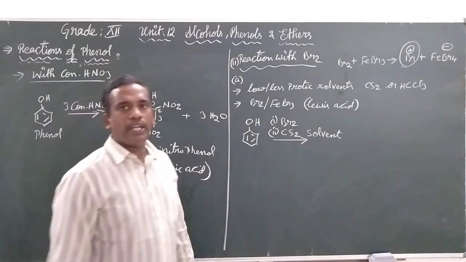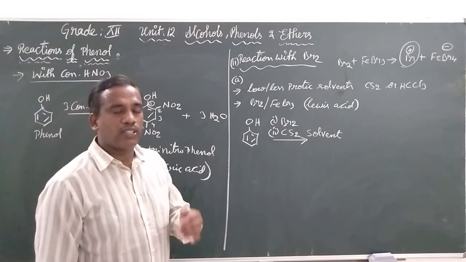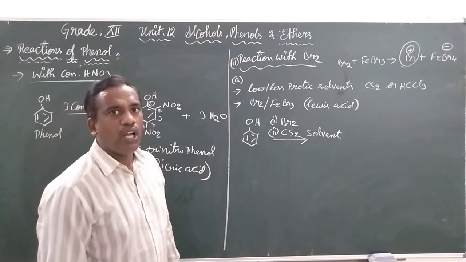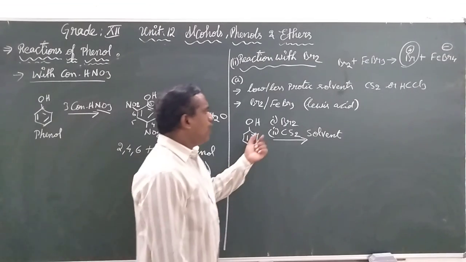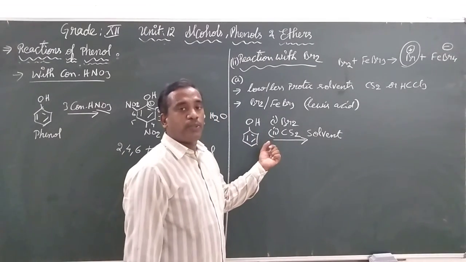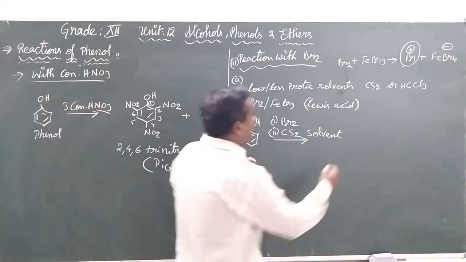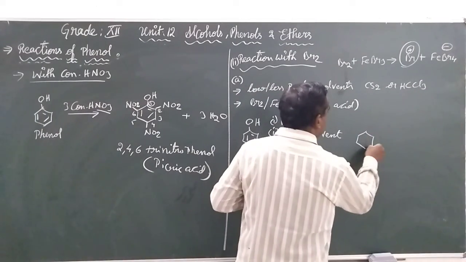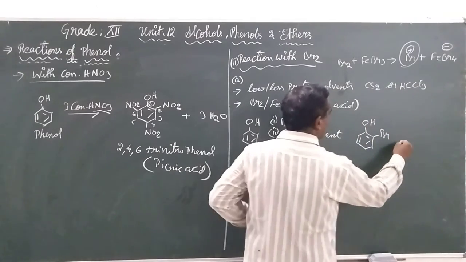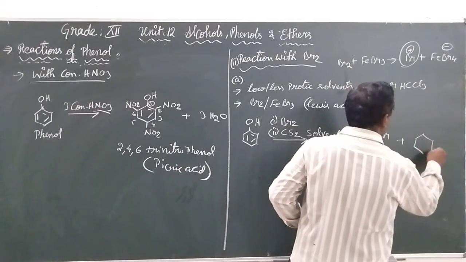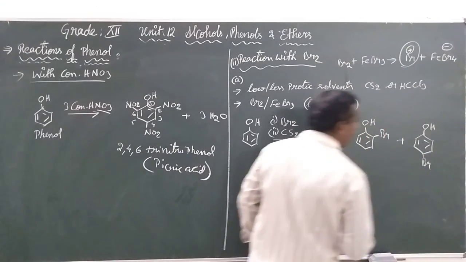So we get bromine in the positive charge and bromide in the negative charge. The positive species acts as an electrophile. That bromine electrophile is generated in the same carbon disulfide solvent. Hence, that electrophile will attach at the ortho position or para position.